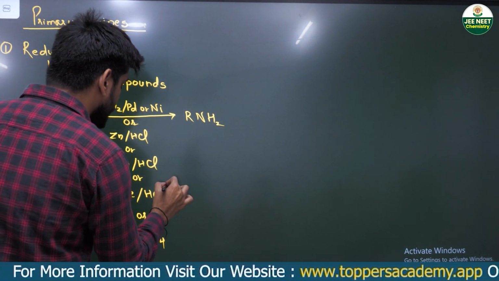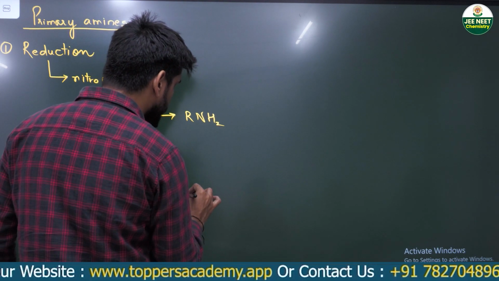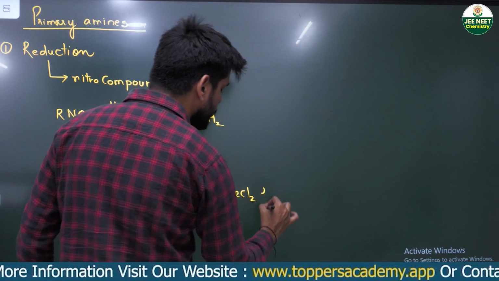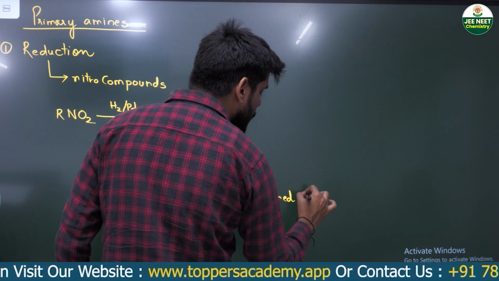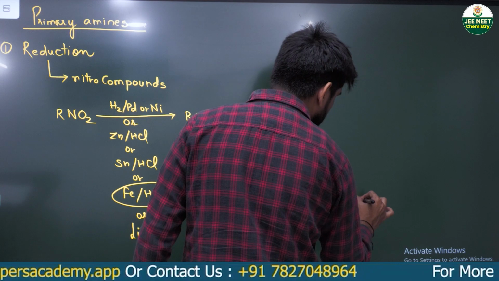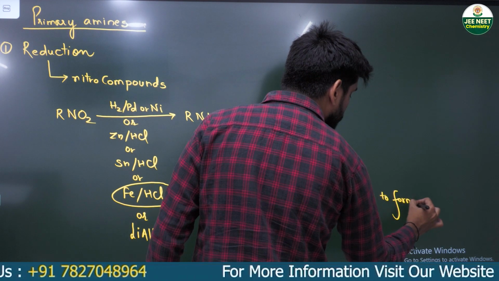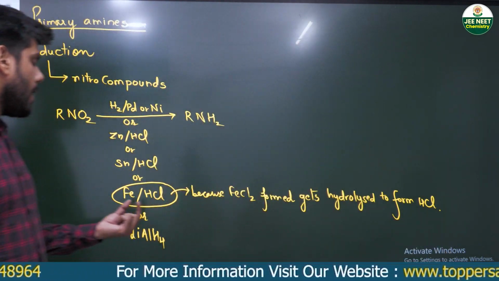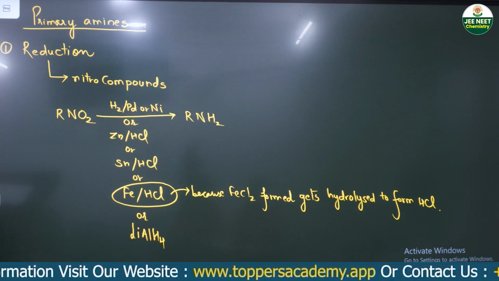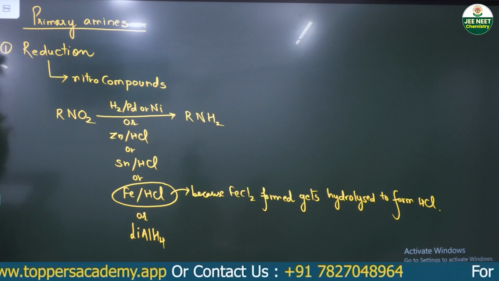Now it's mentioned that iron with HCl is usually preferred, because the FeCl2 formed gets hydrolyzed to form HCl. So we don't require a large amount of HCl to initiate the reaction, because we are getting it in situ. So they say that this is usually preferred. Is that clear? Next is the reduction of nitriles.